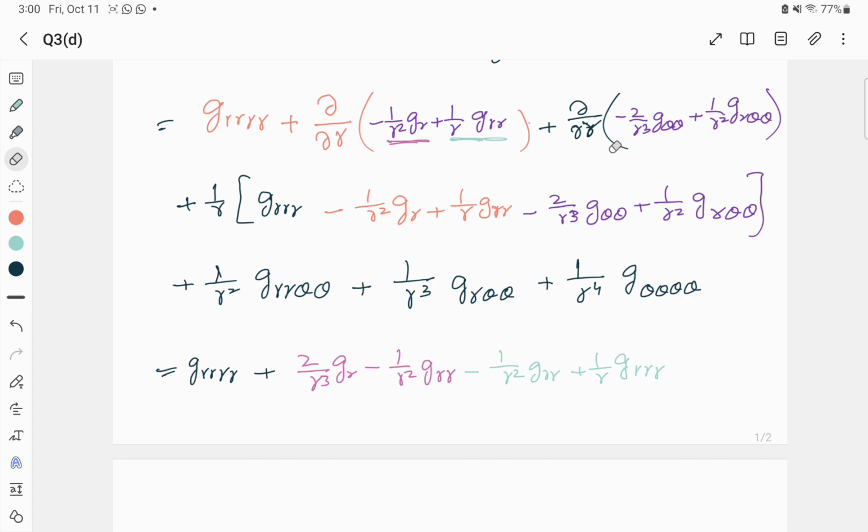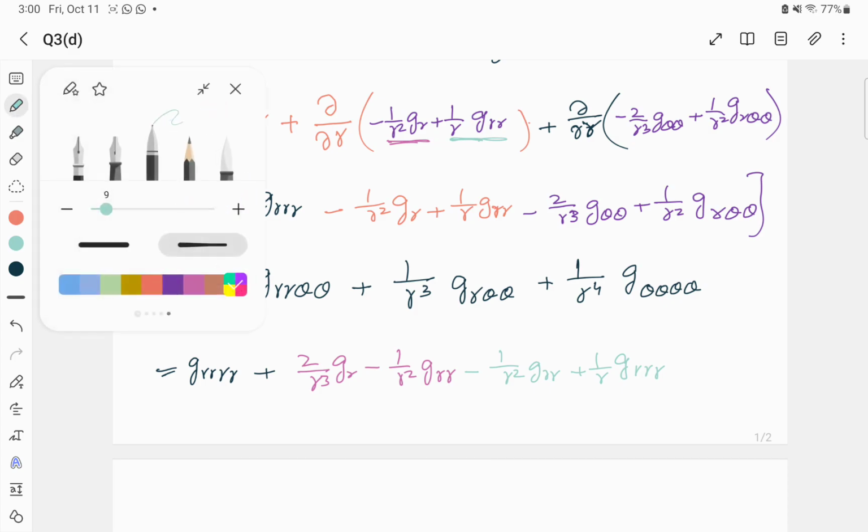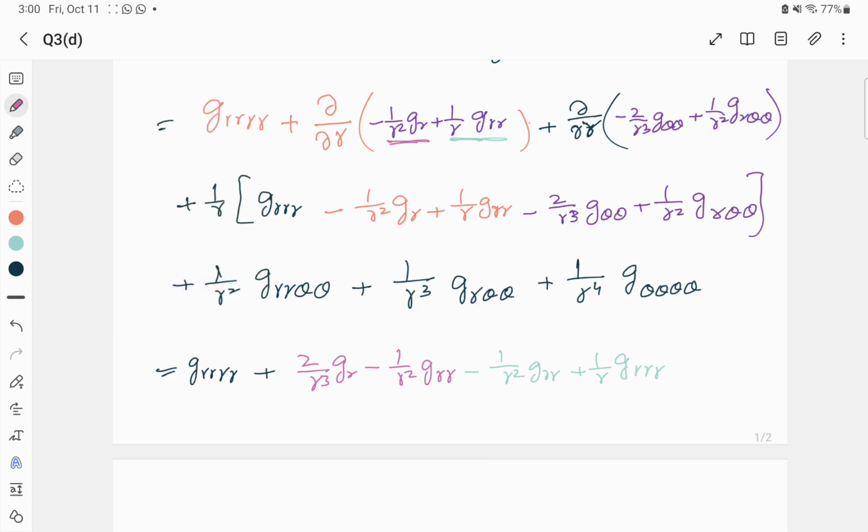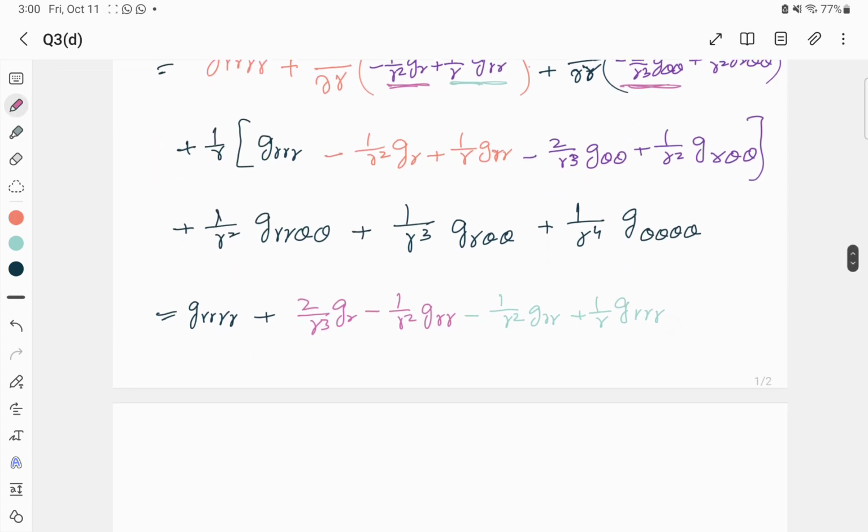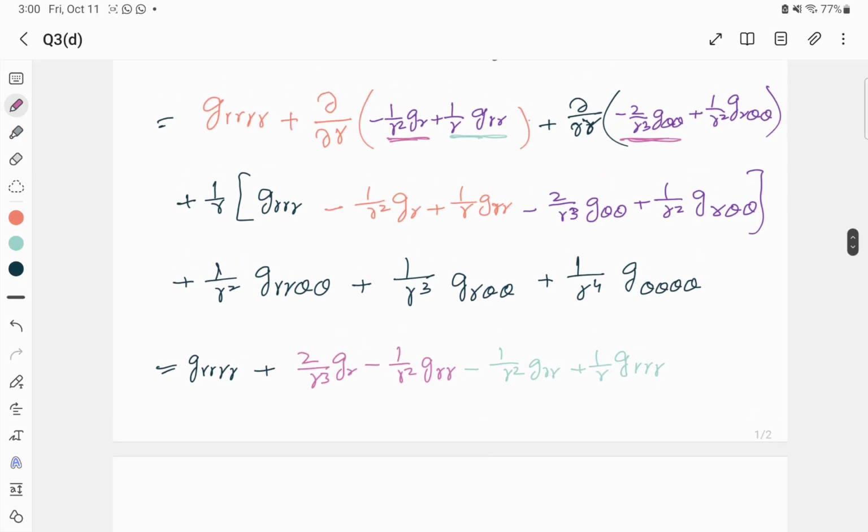After that, again we apply the rule over here, and the product rule is to be applied on both terms, because this term in g theta theta is also a function of r, and this is also a function of r. So let's apply the product rule over here as well. Let's apply it on the first term. For the first term, I have to take the derivative of negative 2 over r cubed, so that will become positive 6 over r to power 4. g theta theta remains as it is, and then negative 2 over r cubed as it is, the derivative of this will be with respect to r.